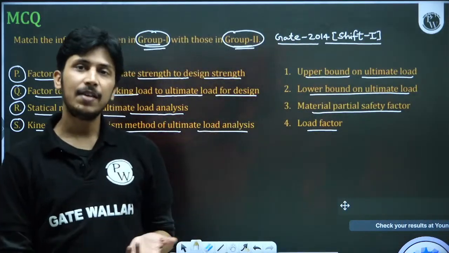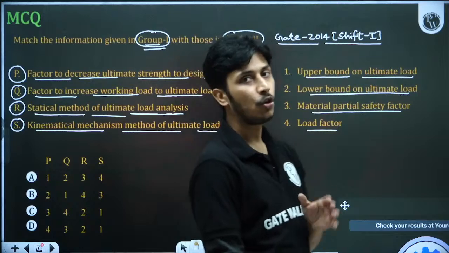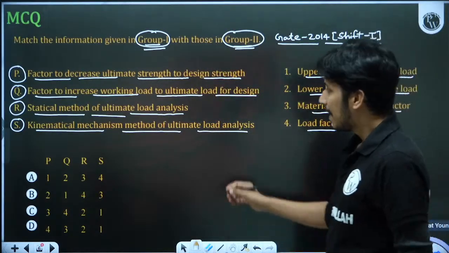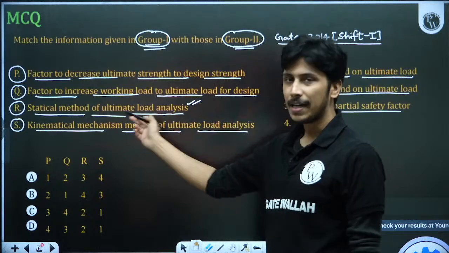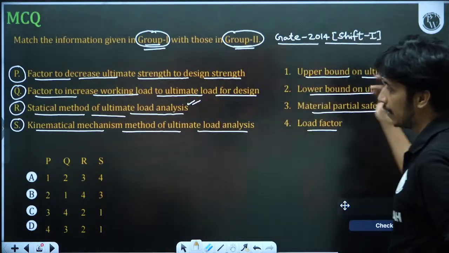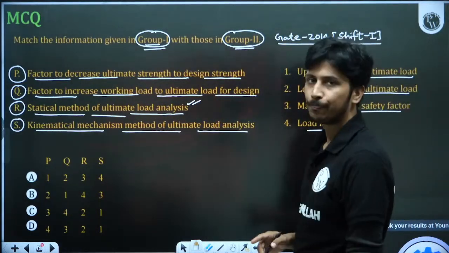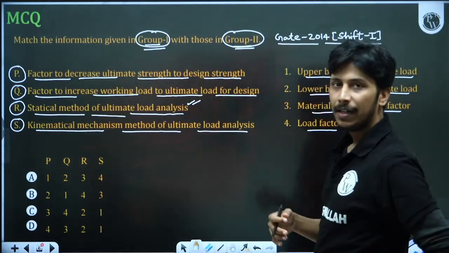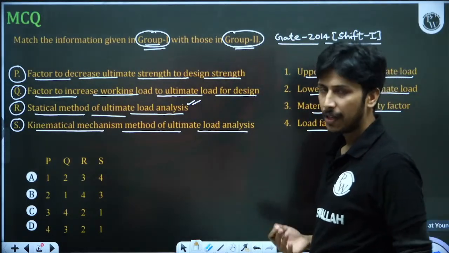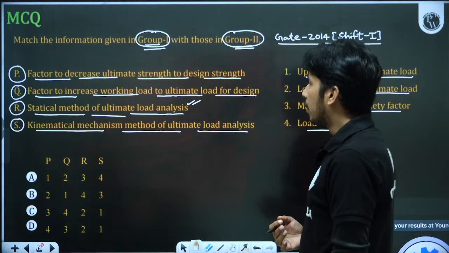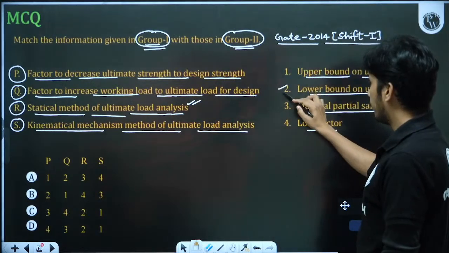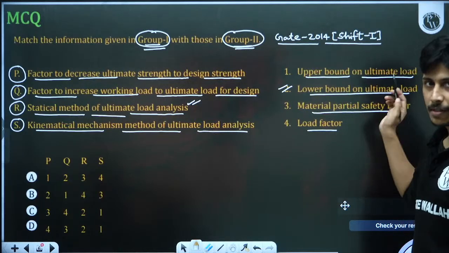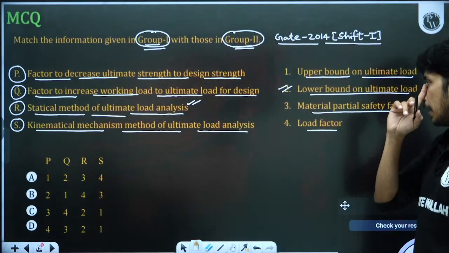So in RCC, if somebody is asking which type of method we are using, the lower bound mechanism is statical, we can say statical method of load analysis, because statistics is a different thing. So we can say statical or statics part. If the statics part we are using, like in your working stress method, like in your limit state method, that is called the lower bound mechanism. If ultimate load is written, then only limit state method, because in WSM ultimate is not there. So the lower bound method is actually the statical method.